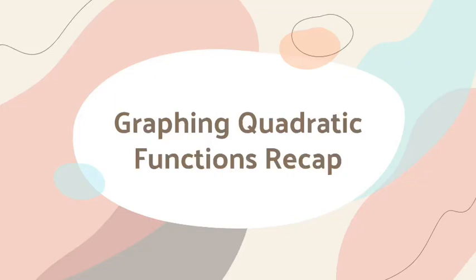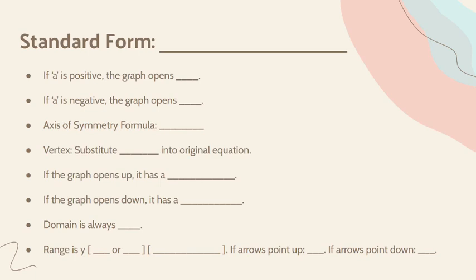This video is going to review graphing quadratic functions. First of all, standard form of a quadratic function is when we have f of x equals ax squared plus bx plus c. And if a in that equation is positive, then the graph opens up like this. If a in that equation is negative, the graph opens down like this.